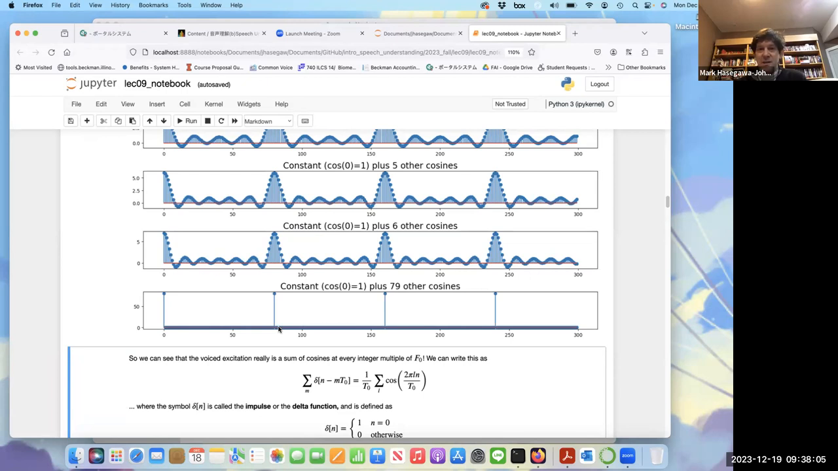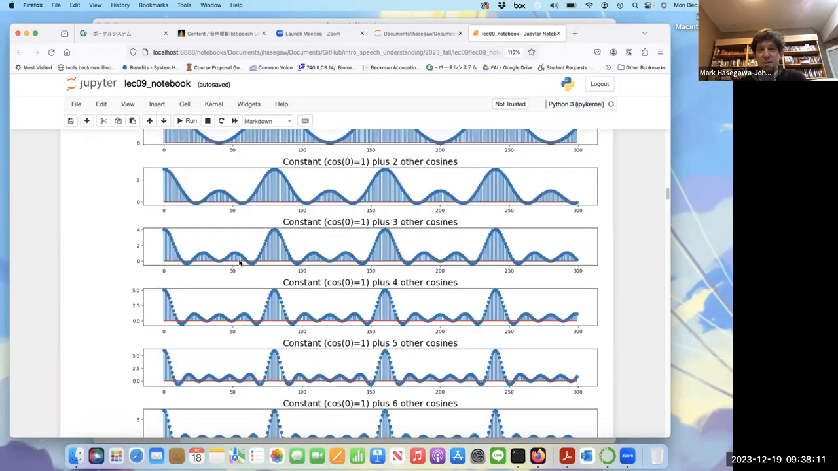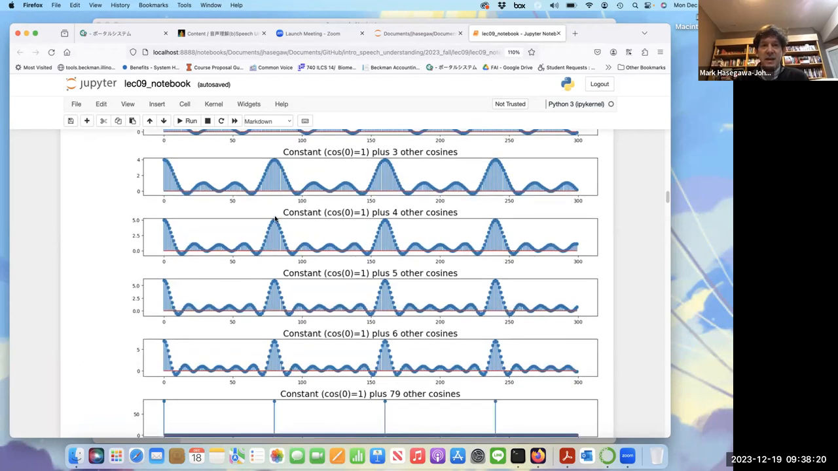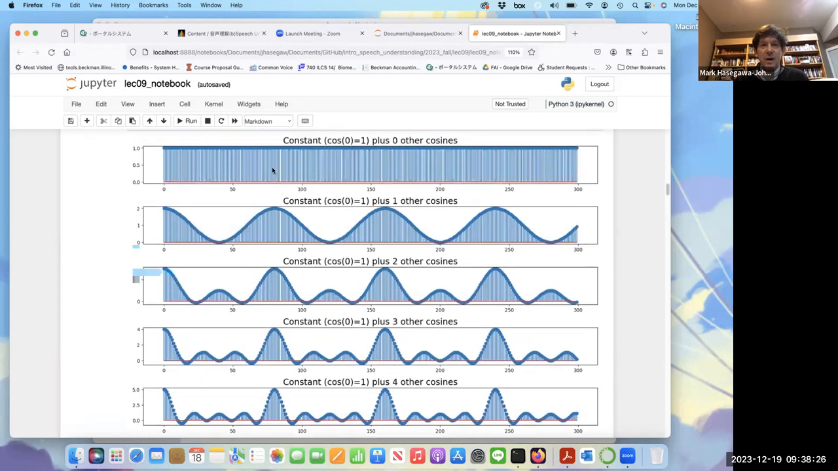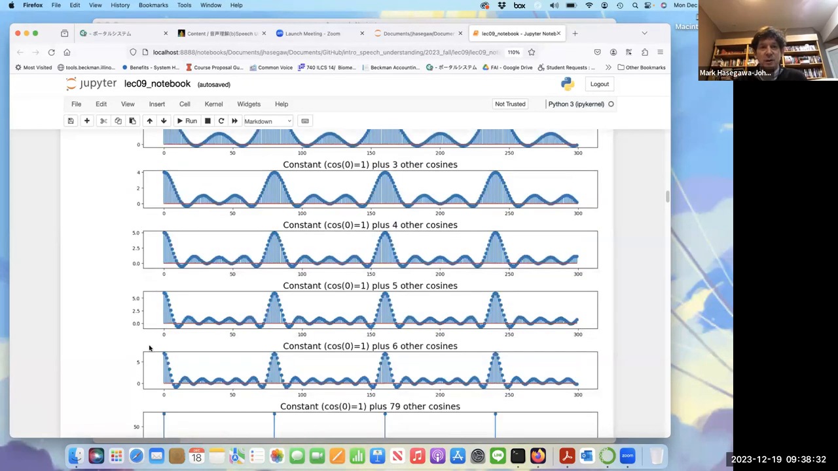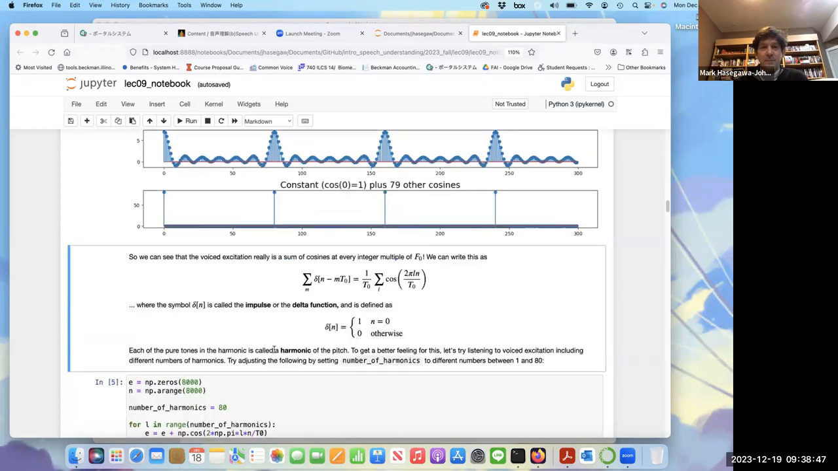And you can see how this is constructed by taking just the constant plus the first cosine, plus the second cosine, plus the third. And every time I add in one more cosine, it tends to zero out all of the stuff in between the main pulses, and it tends to emphasize the main pulse. And so this main pulse keeps getting higher and higher. Notice it starts out at 1, and then 2, and then 3, and then 4. Notice the y-axis here keeps getting larger and larger as I keep adding more cosines into this signal. And so eventually, when we add together 80 cosines, we get a pure speech excitation where it's just zeros all the time and then a one only once every pitch period.